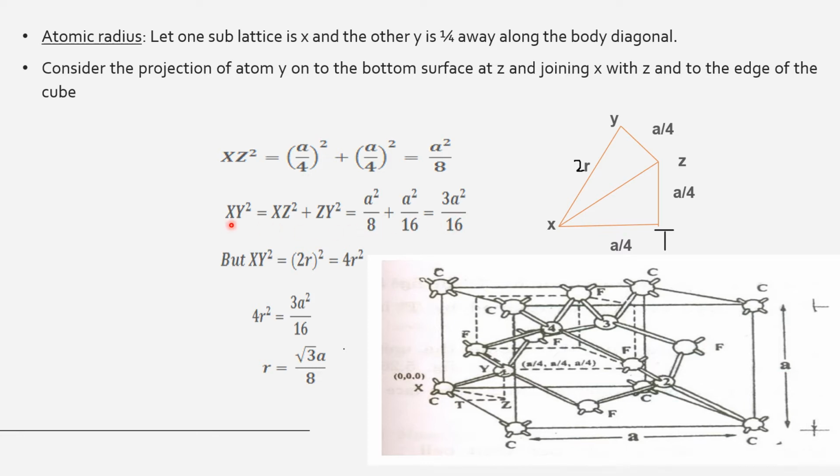Now XY square is 2r the whole square, which is 4r square. So that you can substitute here. So 4r square is equal to 3a square upon 16. You get the atomic radius r is equal to root 3 into a divided by 8.